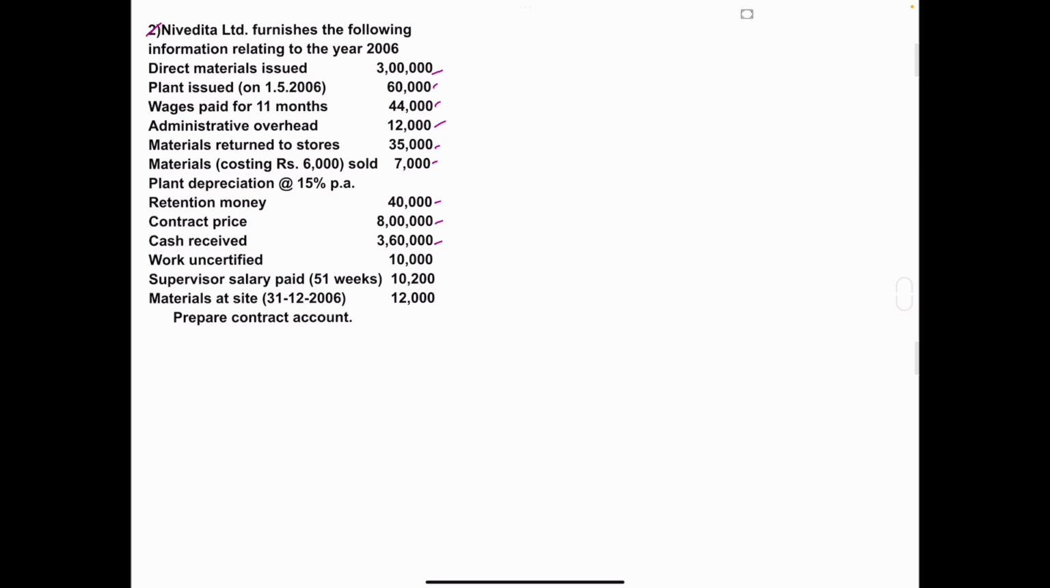Work uncertified 10,000. Supervisor salary paid for 51 weeks, amount is 10,200. Materials at site on 31st December 2006, 12,000. Prepare contract account. So in this problem, they have given certain information and on the basis of this information, we have to prepare the contract account.